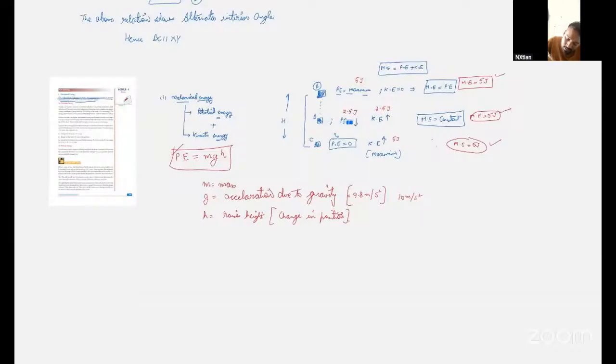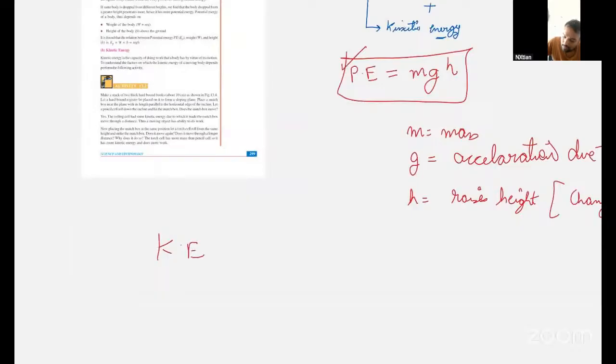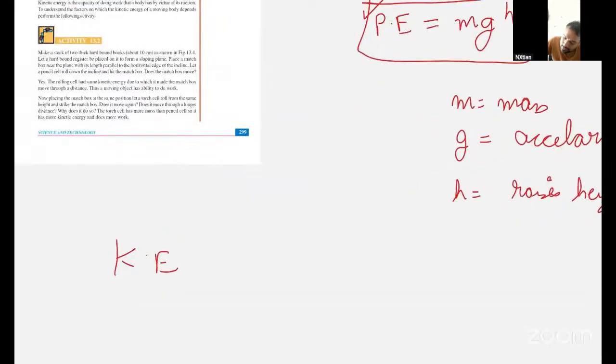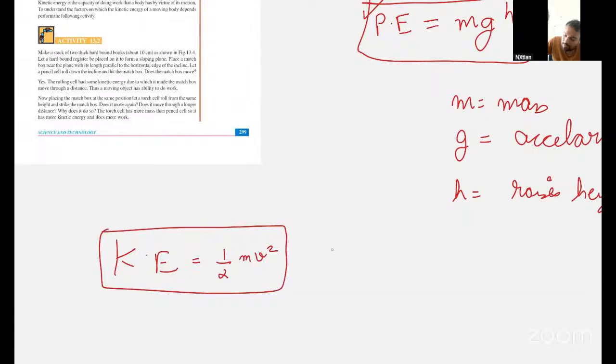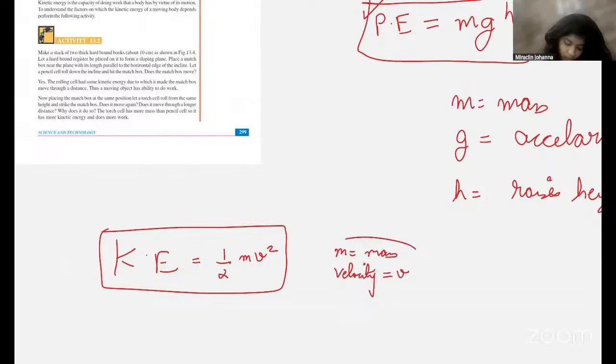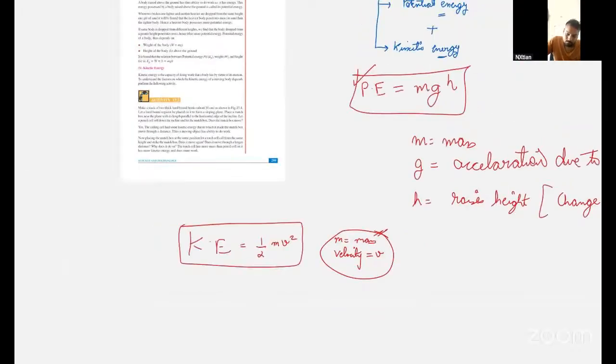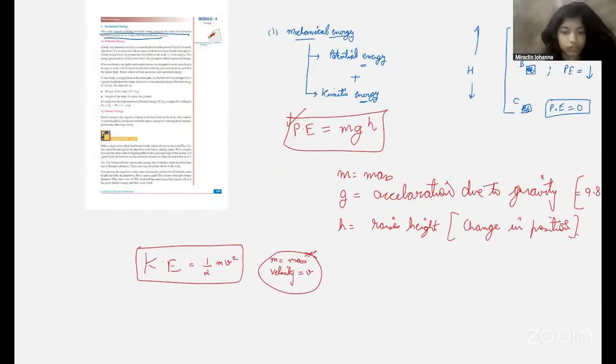And if I talk about kinetic energy, it is equal to half mv square, where half is half, m is mass, and velocity is v. Got it, everyone?